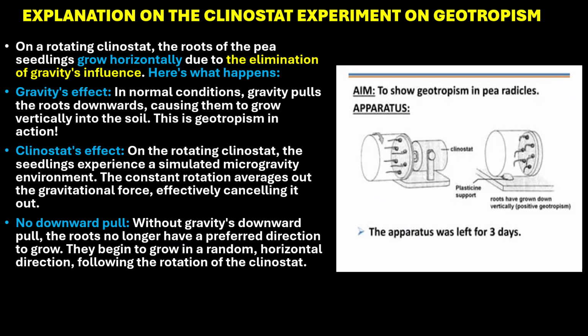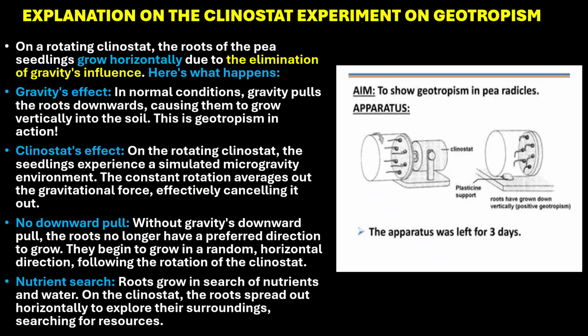So what happens? There was no downward pull. So you can see in this particular plant, there is no downward pull. But here there is a downward pull because gravity influenced this experiment. Gravity could not influence this because it was rotating. And there was no downward pull because without gravity's downward pull, the roots no longer have a preferred direction to grow. They began to grow in a random horizontal direction, following the rotation of the clinostat. So that was basically what happened.